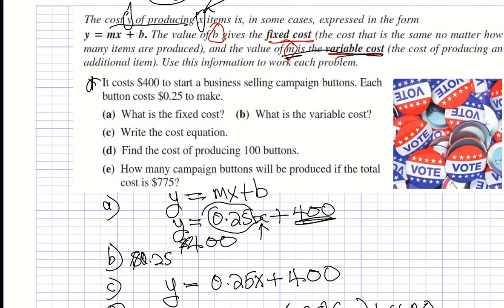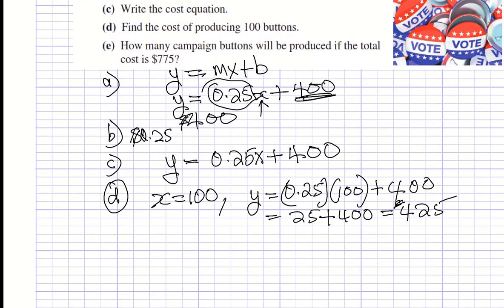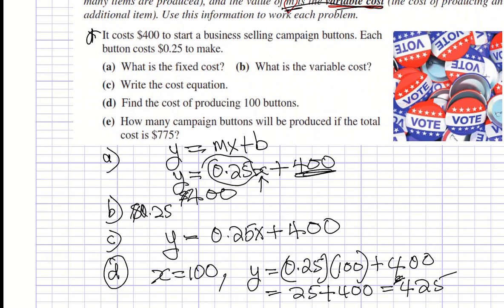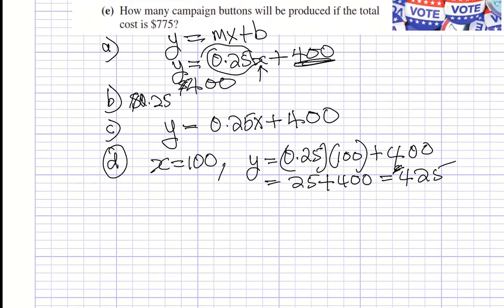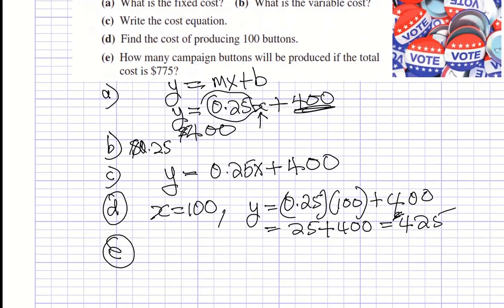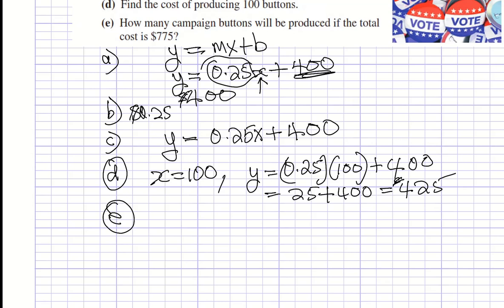What else did it say? That's the cost of producing 100 buttons. Then number E: how many campaign buttons will be produced if the total cost is 775? Again, you gotta stay focused. They're giving you the total cost, y, and asking how many items you can produce. You put that value of y in the equation.